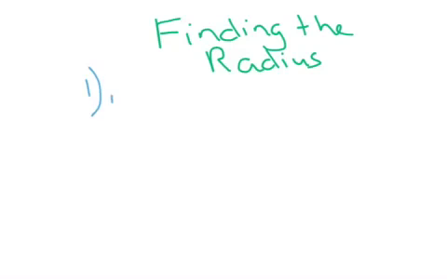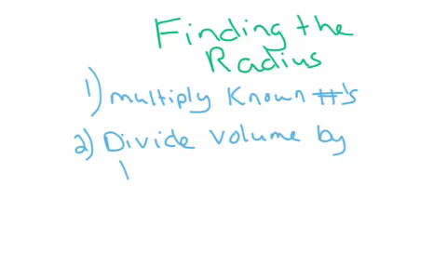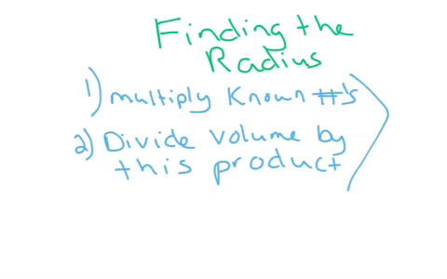He said to multiply your known numbers. And once you were done doing that, the only other step you had to do was divide the volume by this product. So remember, this step right here was whenever you were finding the height.